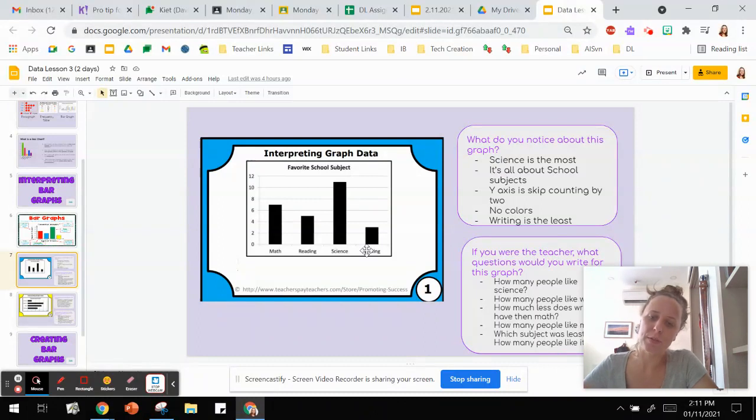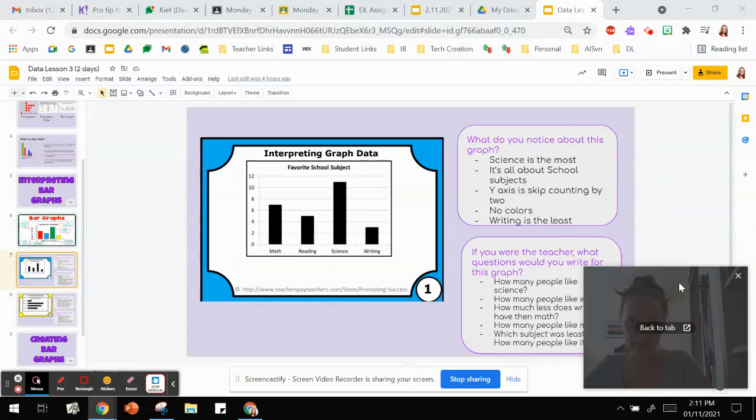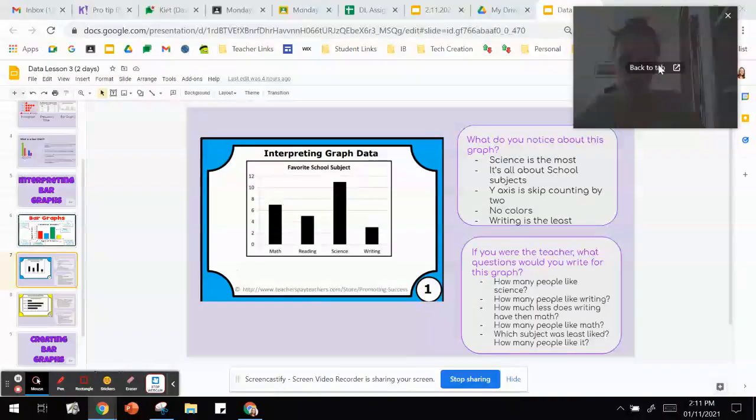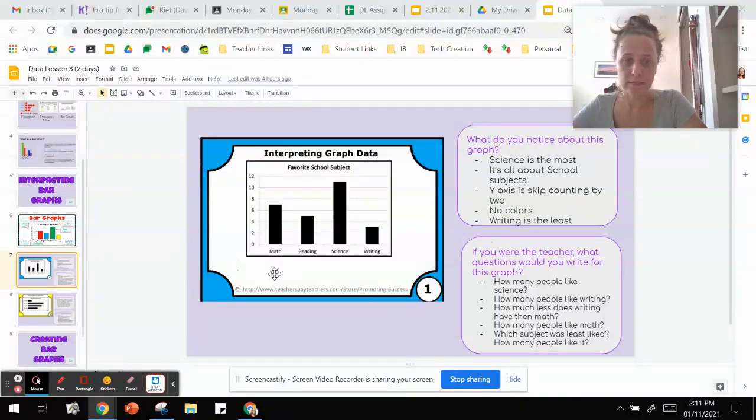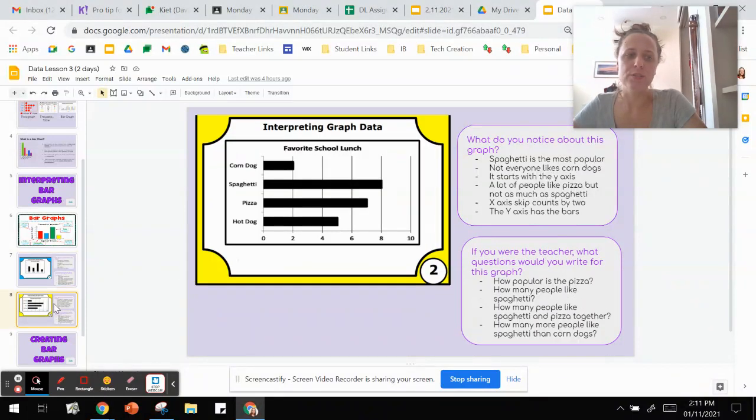So now I want you to pretend that you're a teacher. What kind of questions could you ask about this graph right here? Some of the things your classmates said were, how many people like science? I could quickly answer that, 11. How many people like writing? Very quickly answer that, 3. How much less does writing have than math? Well, math has 7, writing has 3, so 4. 4 people.